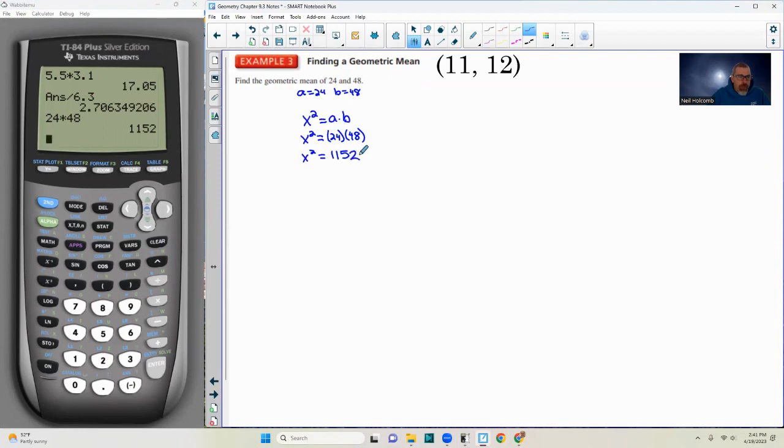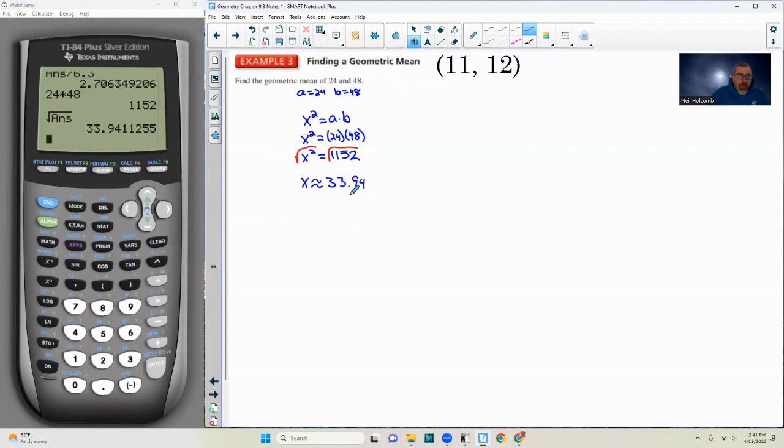is 1,152, and then we take the square root of both sides, and that will leave us with x equals, and so I'm going to do the square root of second answer, enter, and I get approximately, so it's not a perfect square, so I got ahead of myself writing equals. Since it's not a perfect square, we have to approximate. So the geometric mean is 33.94 approximately.